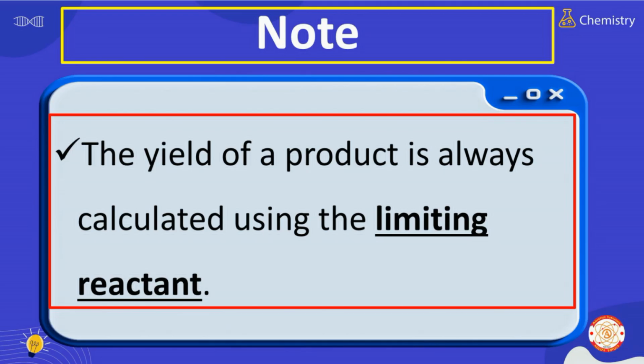You should remember that the yield of product is always calculated using the limiting reactant. Remember that the limiting reactant limits the reaction and it determines the amount of the product.